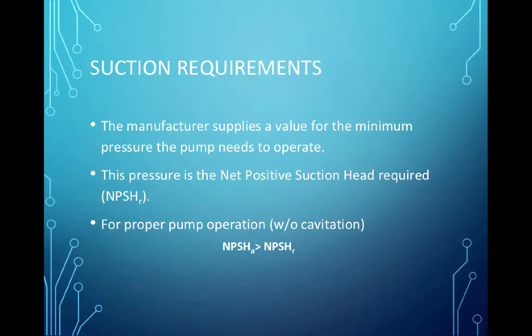So the manufacturer supplies a value for the minimum pressure that the pump needs to operate, and that pressure is called the net positive suction head required. So the manufacturer supplies that. For proper pump operation without cavitation, remember the video said that the net positive suction head available, NPSH subscript A, is greater than net positive suction head required, NPSH subscript R. So the NPSH_R is on the manufacturer's information, and the NPSH_A is something that we determine.